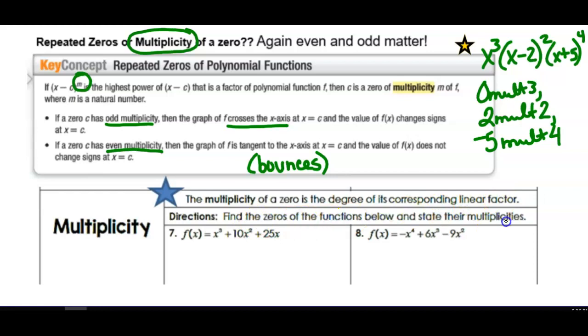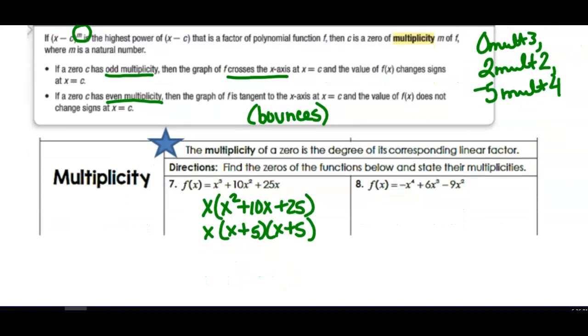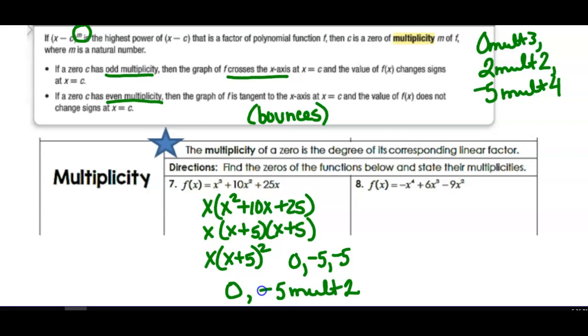Find the zeros of the function below and state their multiplicity. We can take an x out here. We'll have x squared plus 10x plus 25, which factors x plus 5 and x plus 5, which could also be written as x times x plus 5 squared. Or you could have just listed them. The zeros are at 0, -5, and -5, which means 0 has a multiplicity of 1, which we usually don't write, and -5 has a multiplicity of 2. In other words, it's repeated twice.